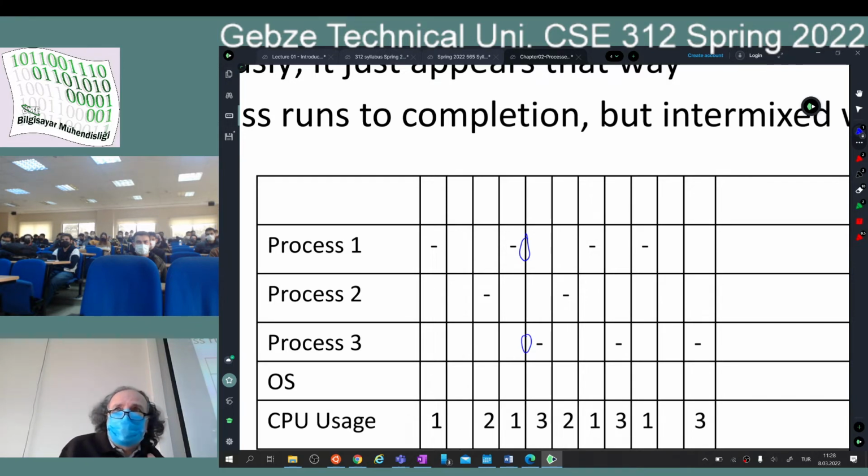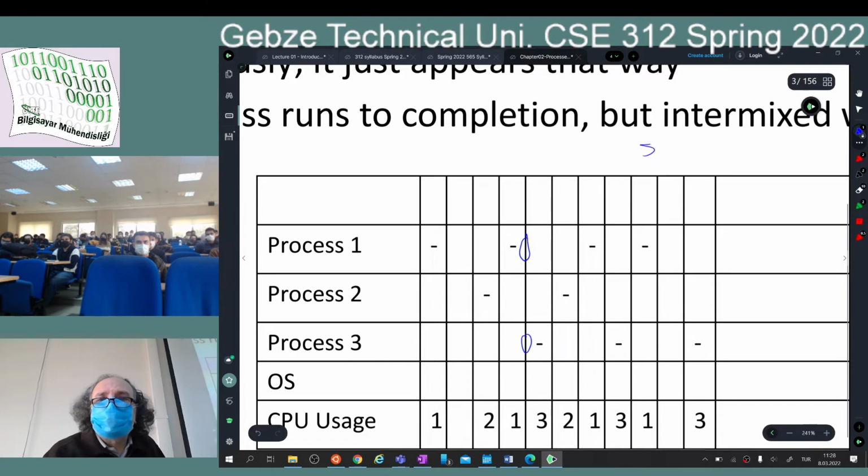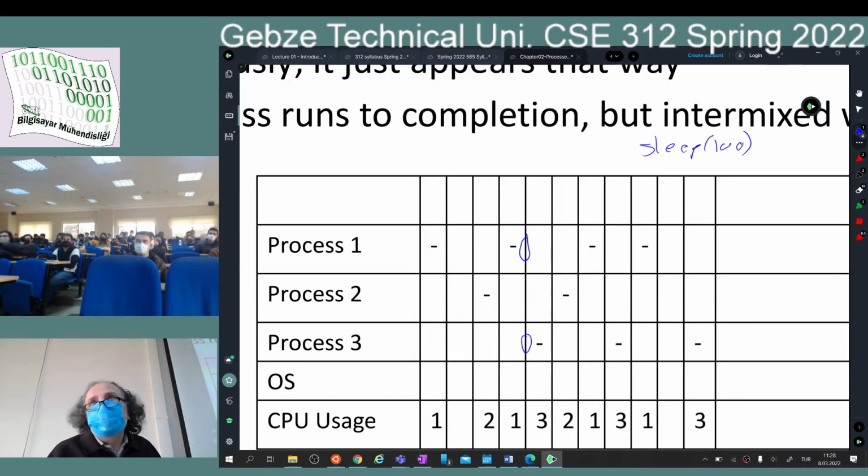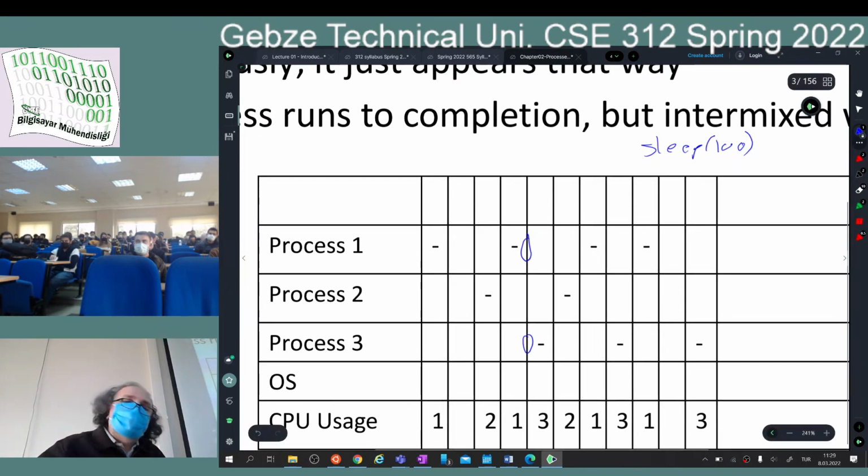But also as a process, when I say sleep 100, what does that mean? It means I am going to block myself for 100 milliseconds. After 100 milliseconds, it causes an interrupt that tells the CPU that I am ready to run again. So you can program the timer like this too. By default, there is only one value, for example 100 milliseconds. Every 100 milliseconds, the operating system wakes up with the timer interrupt.